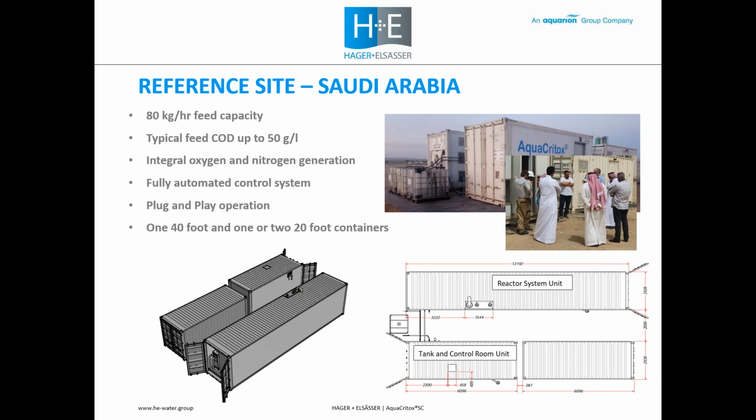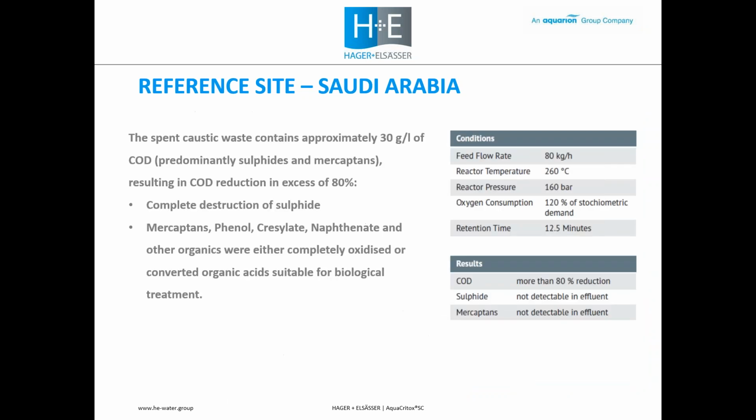It sits here. It will process spent caustic 24 hours a day with minimal site intervention and with maximum performance. You see, we can supply the entire system in a single 40-foot and two 20-foot containers. These are very easily installed on site and can be transported using standard flatbed lorries. And the installation time on this is a matter of a couple of days, rather than perhaps months for a standard and conventional wet air oxidation system.